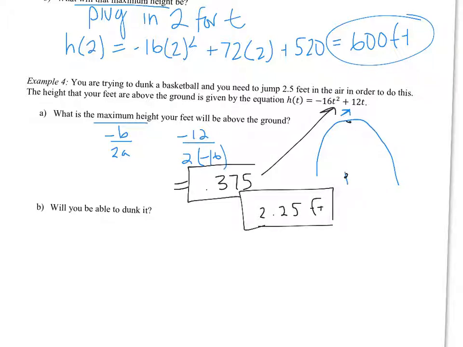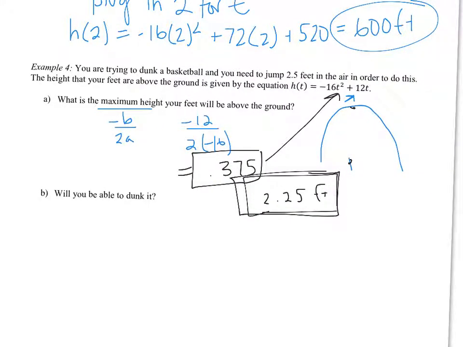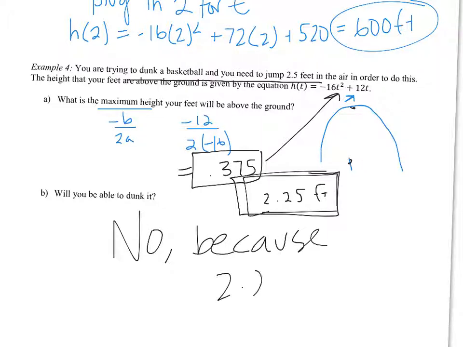This is the time that it gets the height, but this is your actual height. So will you be able to dunk it? Well, you'll be able to dunk it if you jump 2.5 feet. This is less than 2.5 feet, so no, because 2.25 is less than 2.5 feet.